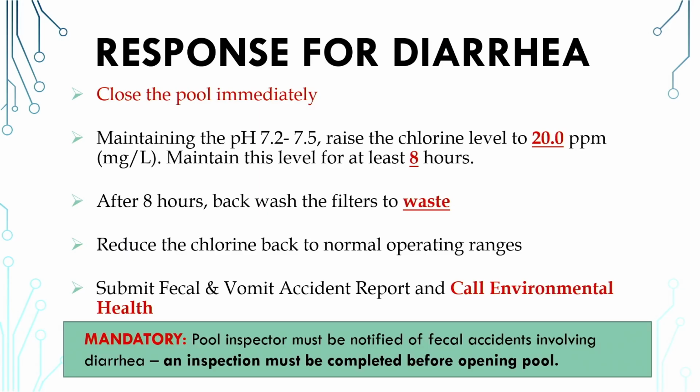If your facility has an accident with diarrhea, you also need to close the pool immediately, and you need to maintain a pH, again, between 7.2 and 7.5, and raise the chlorine to 20 parts per million. This hyperchlorination needs to be maintained for at least 8 hours. After the 8 hours have passed, you want to backwash the filters directly to waste and remove your filter media and replace it if you can. Any accident involving diarrhea, our office needs to be notified about it. You'll still submit a fecal and vomit accident report, but we need to come to your facility and do an inspection of the water before you can reopen it to the public.